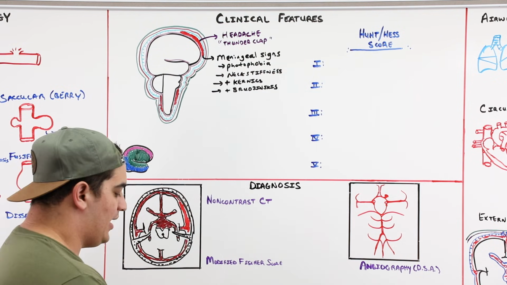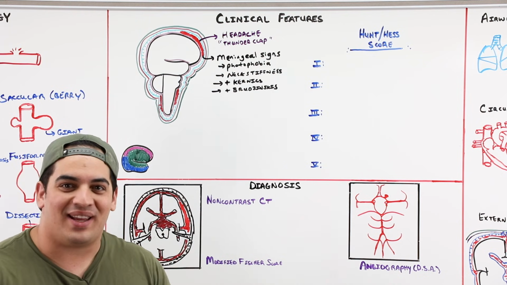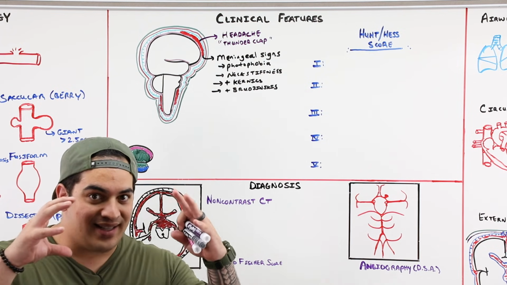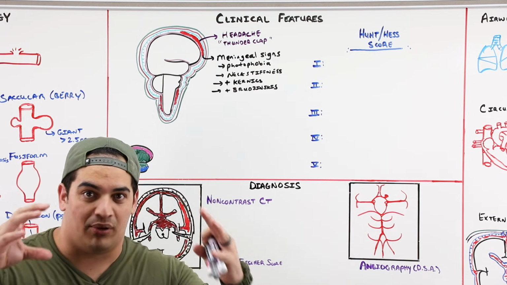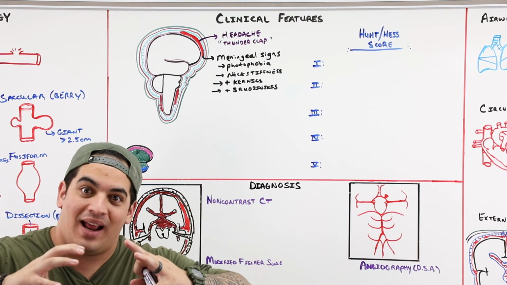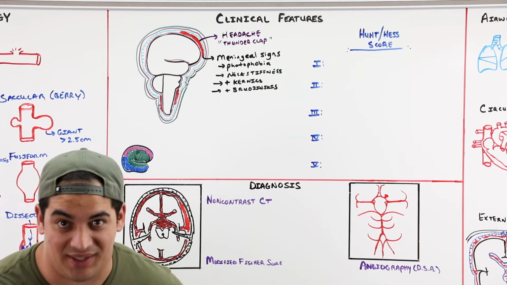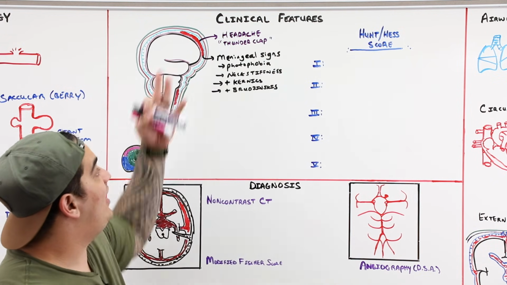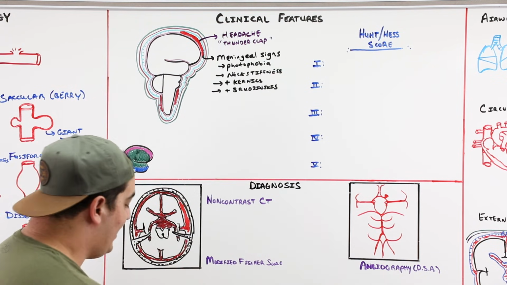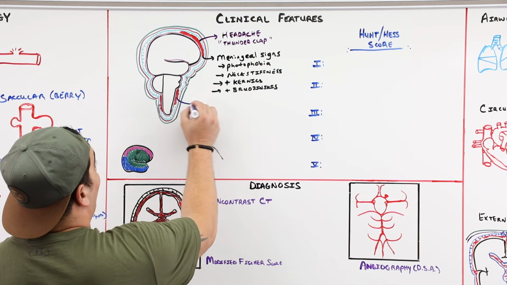The other thing you guys need to be thinking about with this one is the Monro-Kelly doctrine. What does the Monro-Kelly doctrine say? Inside of the skull you have blood, CSF, and brain tissue. If one of those increases, the skull can't expand, and so the intracranial pressure increases. So in this case, what's increasing inside of the skull? Blood. Because of that, these individuals can also develop increased intracranial pressure.